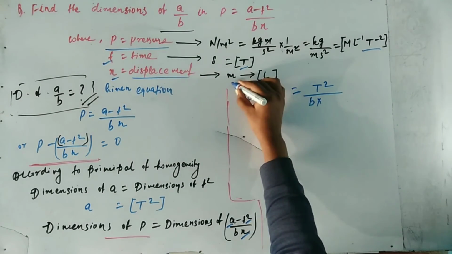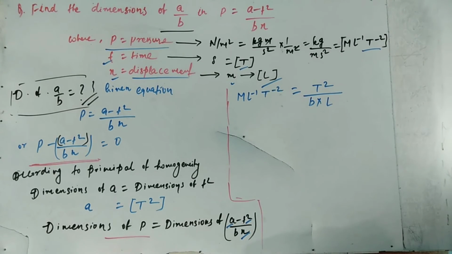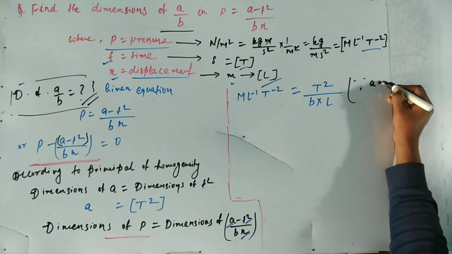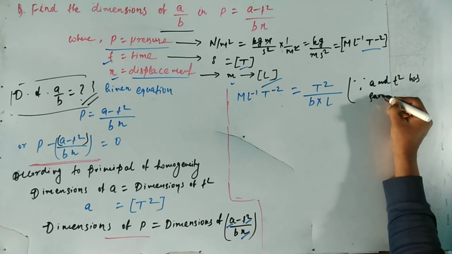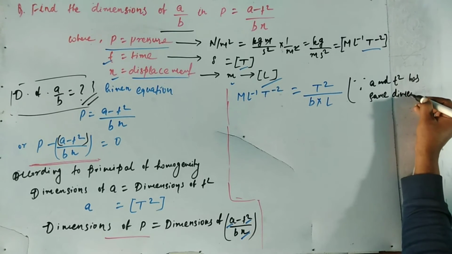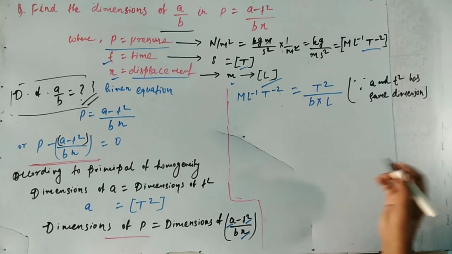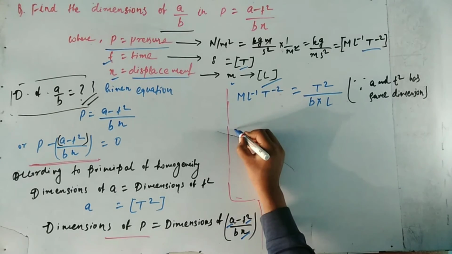So we write only one term's dimension. M L power minus 1 T power minus 2 equals T power 2 by B into the dimensions of x, which equals L. So B into L, because since A and T square have the same dimension, we write only one term's dimension, that is A or T square. So we only write one term's dimension, that is T power 2, because both dimensions are the same.